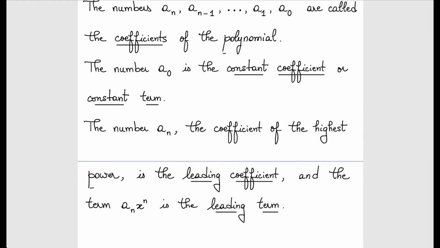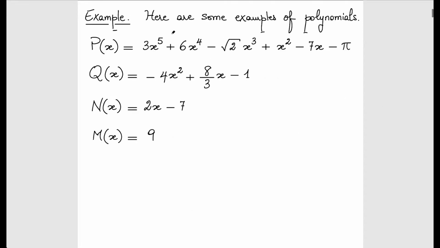Okay, let's take a few examples. Here are some examples of polynomials. Even though we discussed a few, let's talk about the first one. P of x is equal to 3x^5 plus 6x^4 minus etc. So does this one look like a finite sum? Yeah, I have a bunch of sums, right? 1, 2, 3, 4, 5, 6 terms here. So it's a sum of 6 expressions, 6 entities.